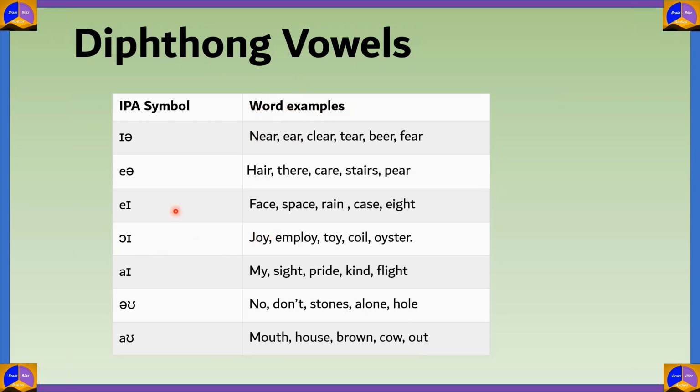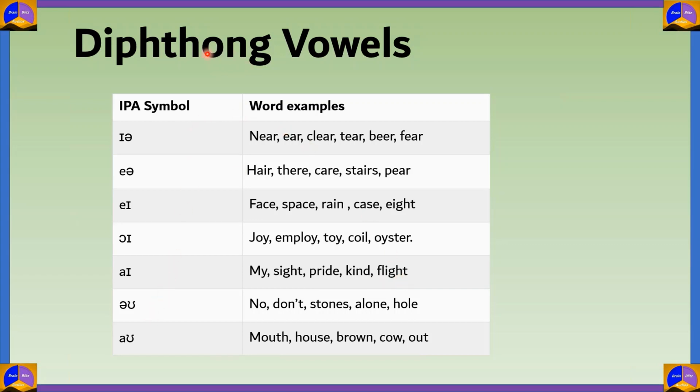Examples for words having the sound oi are joy, employ, toy, coil, oyster, etc. The fifth symbol represents the sound ai. Remember the letter I, you know how we pronounce it? This is the same pronunciation. That is the same diphthong vowel that we're using. Examples are my, sight, pride, kind, and flight.